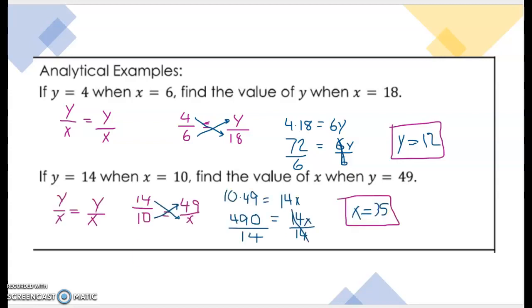Okay, I hope that you got the same answer I got. I got x equals 35. Once again, I saw that we just had x's and y's, so I went ahead and I wrote a template to follow. Y over x equals y over x, and then I just filled it in. Y is 14 when x is 10. I filled that in, and then I know that y is 49 when x, and we don't know x, so I cross multiplied. 10 times 49 equals 14 times x. 490 divided by 14, and our answer is 35.